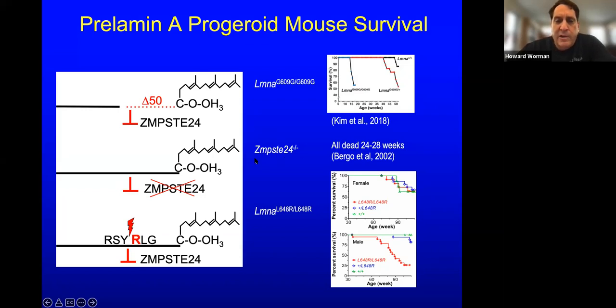If you look at the ZMPSTE24 null mice, except for a single amino acid substitution, they look the same as the L648R mice. They make only Prelamin A and no Lamin A. These mice are all dead in 24 to 28 weeks. And again, if you look at these L648R mice, many of them live to over 2 years. So a question becomes, what is the difference between these and these and these?